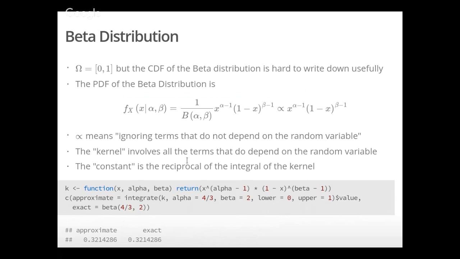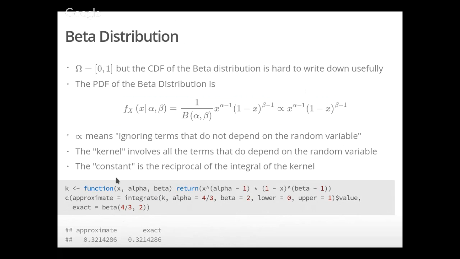This is just the reciprocal of the integral of the kernel. So if I take everything to the right of the proportionality sign, I take the integral of that. Let's call that b. I divide by b, and now I have a PDF that integrates to 1. So what is b? If I make a function k for kernel, it depends on x and alpha and beta, and I just return the right-hand side to the right of the proportional sign, I can call the integrate function in R, which does numerical integration.